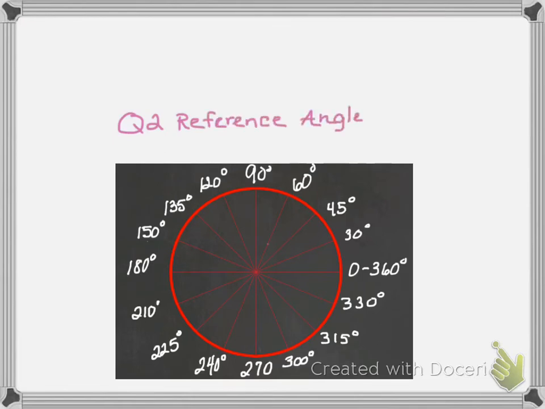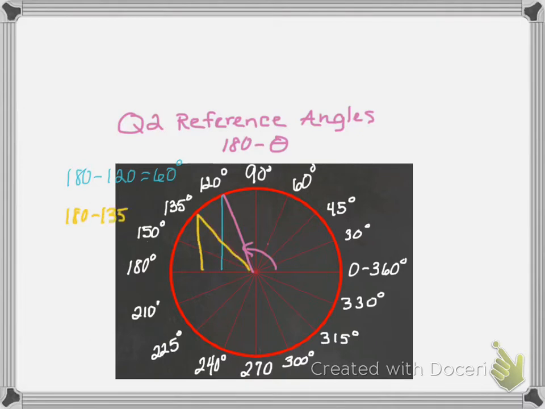What about quadrant 2? Find the reference angle if you just take 180 and take away whatever the angle you're asked for. So 180 minus 120, that's going to be the reference angle is 60 degrees. 180 minus 135, the reference angle would be 45 degrees. 180 minus 150, the reference angle is 30. Remember, X is going to be negative, Y is going to be positive.